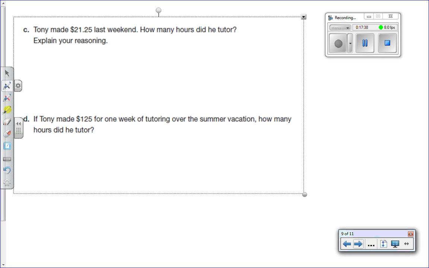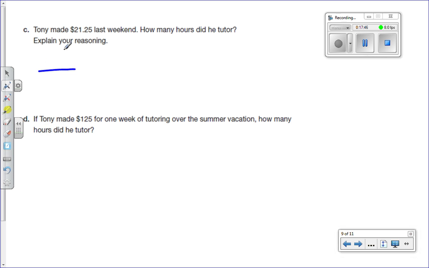Part C, Tony made $21.25 last weekend. How many hours did he tutor? Well, in this case, we could write the unit rate again. So we had 1 hour, and we had $2.50, and we need a total dollar amount of $21.50. Then we're going to use what we learned about scaling up.